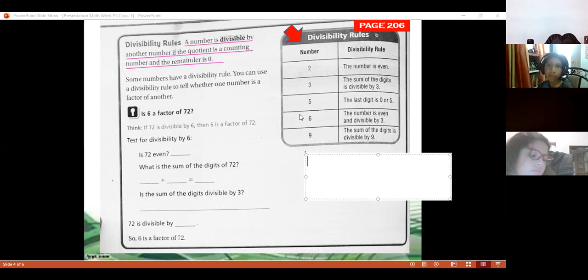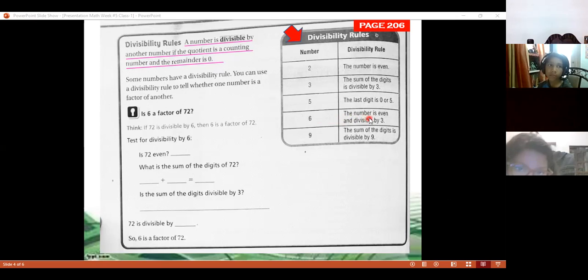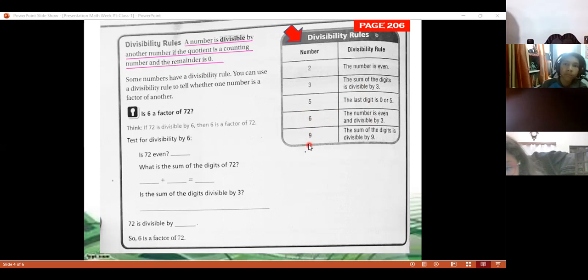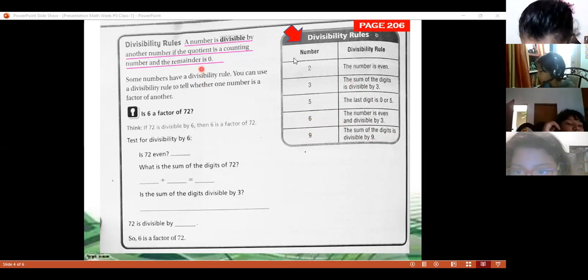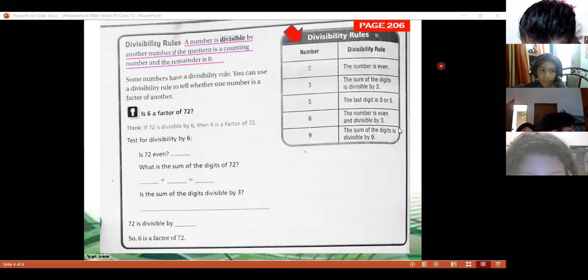Okay, great. Number 6. The number is even and divisible by 3. Number 6 is related to the number 3. The number is even, so it's related to number 2 also, and divisible by 3. It can be divisible by 6. And number 9, the sum of the digits is divisible by 9. It looks like the number 3. Now, this is in general. We're going to be using this chart, but using some examples.